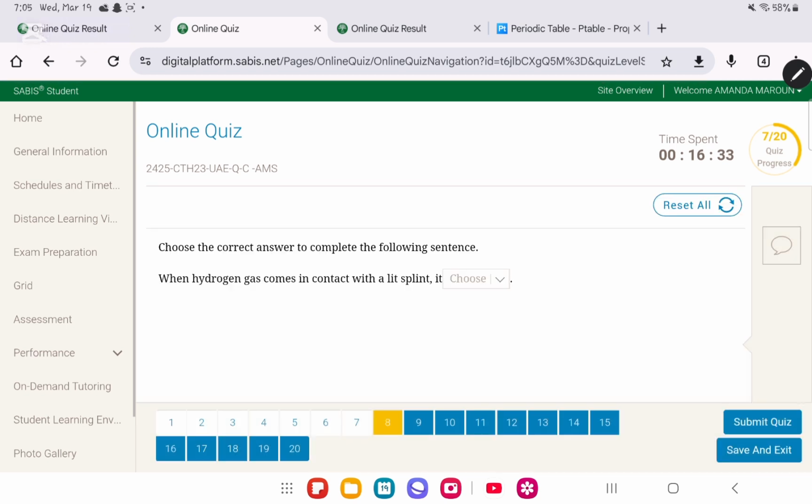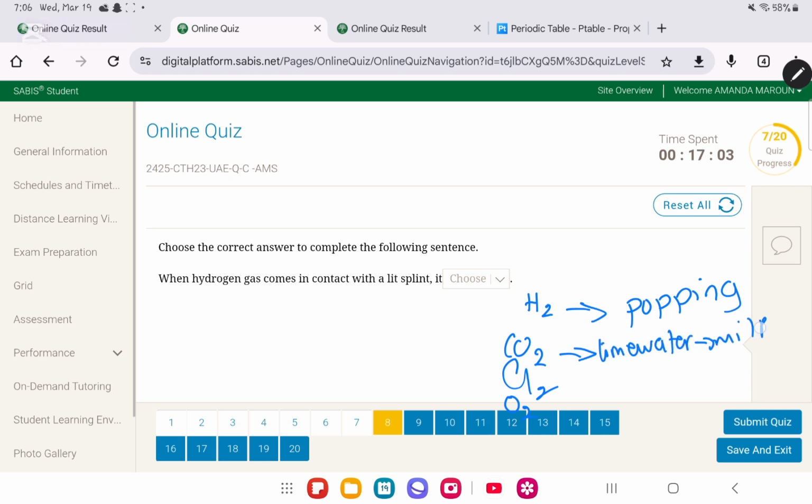In question number 8, they said when hydrogen gas comes into contact with a lit splint. So what you need to know about the gases: we have H2, CO2, Cl2, and O2 gas. The H2 will make a popping sound. The CO2 will turn lime water milky. Cl2 will bleach litmus paper. And finally, the O2 gas will relight a glowing splint.